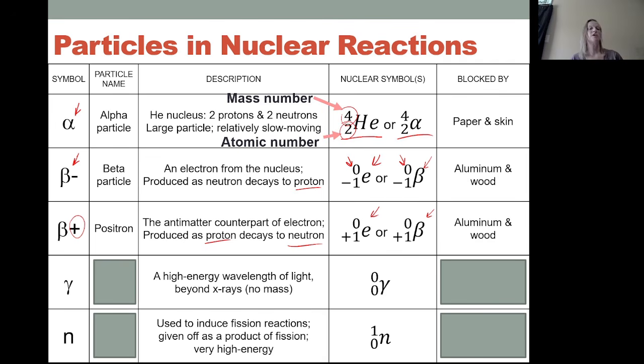The next kind of particle that's released in a nuclear reaction is called a gamma ray, and it's represented by the Greek letter gamma. And a gamma ray is really a high energy wavelength of light. It does not have any mass. It is pure energy. And it's even more energy than X-rays. It's beyond X-rays on the electromagnetic spectrum. Because this is a high energy wavelength of light, it takes a lot to block a gamma ray. It takes lead or thick concrete to block a gamma ray.